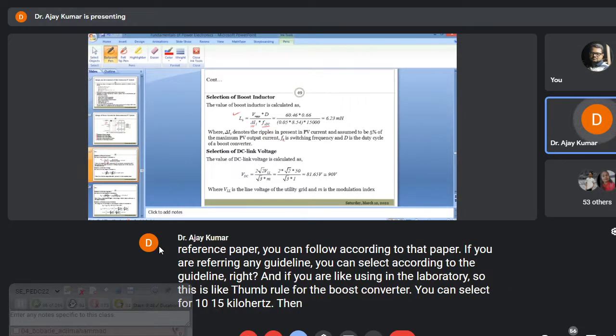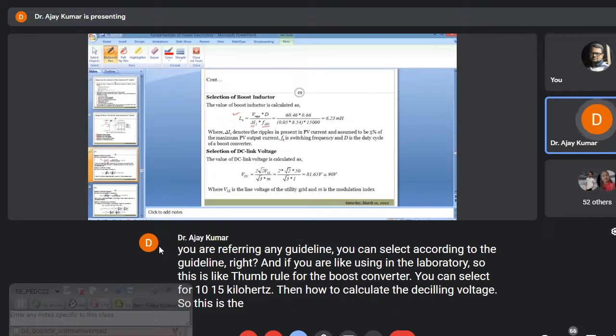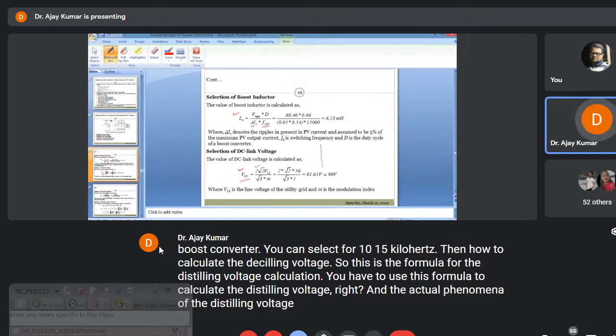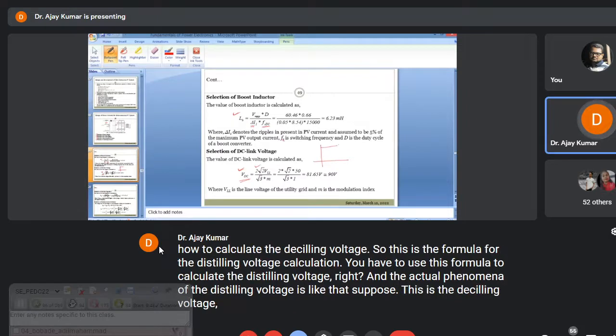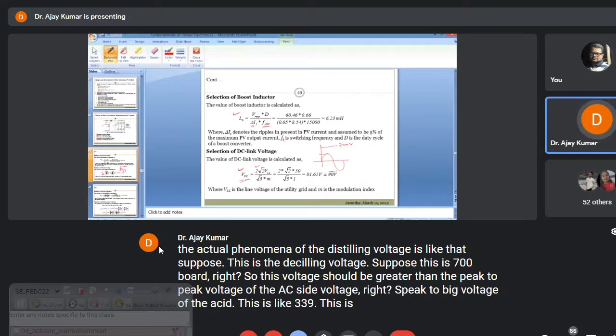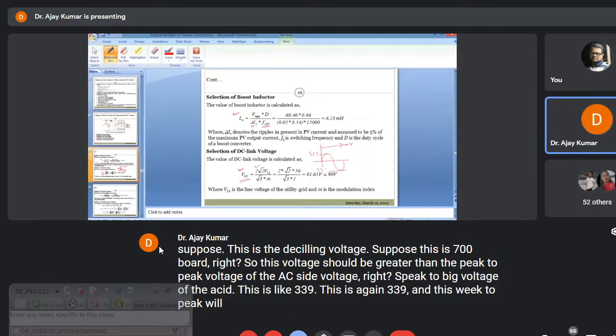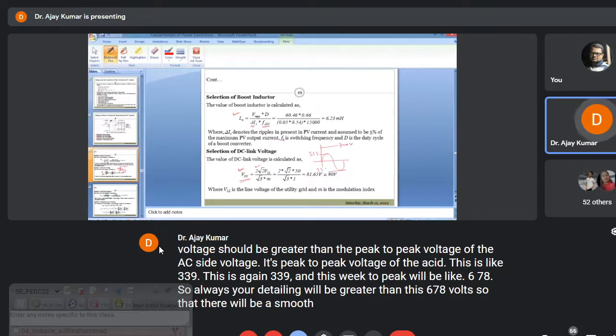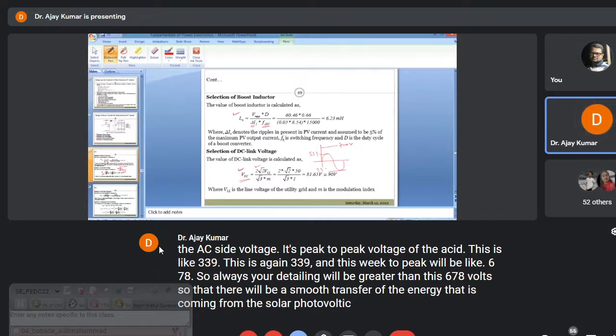Then how to calculate the DC link voltage? This is the formula for the DC link voltage calculation. You have to use this formula to calculate the DC link voltage, right? And the actual phenomenon of the DC link voltage is like that. Suppose this is the DC link voltage. Suppose this is 700 volt, right? This voltage should be greater than the peak to peak voltage of the AC side voltage, right? The peak of the AC side is 339. This is again 339, and this peak to peak will be 678. So always your DC link will be greater than this 678 volt, so that there will be a smooth transfer of the energy coming from the solar photovoltaic to the grid, right?